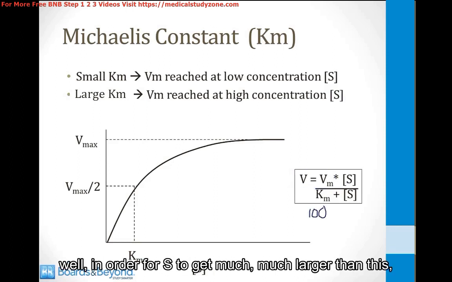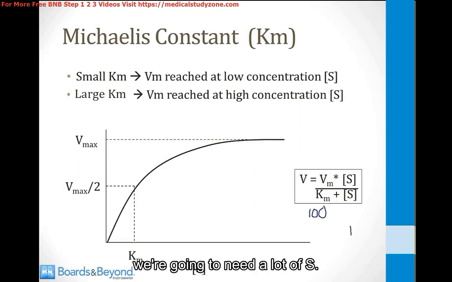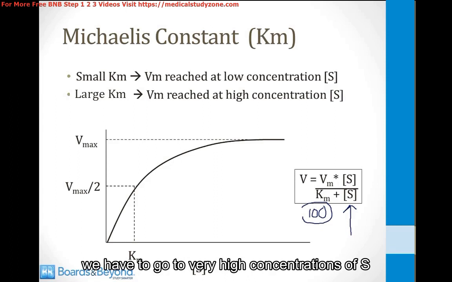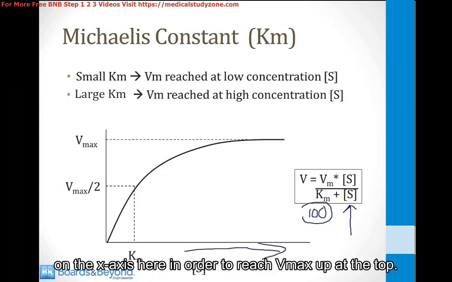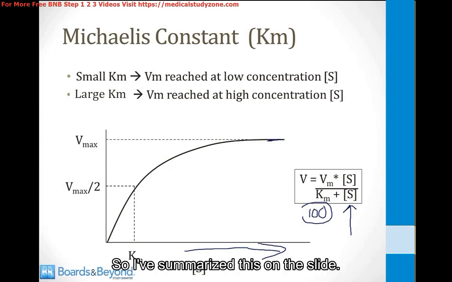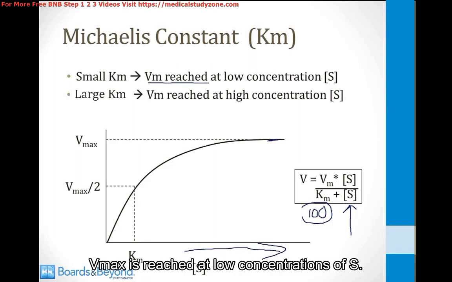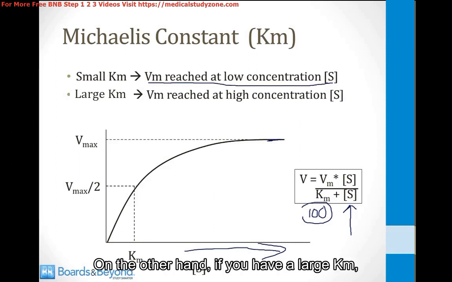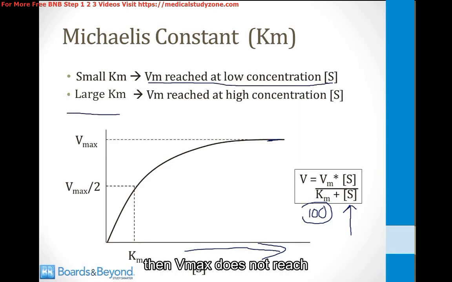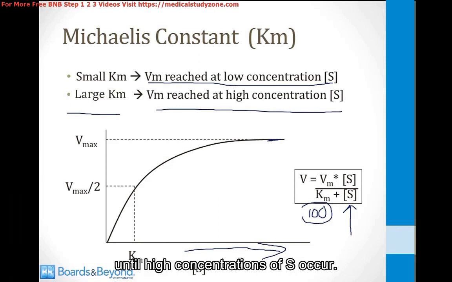Well, in order for S to get much, much larger than this, we're going to need a lot of S. So when Km is high, like 100, we have to go to very high concentrations of S on the x-axis here in order to reach Vmax up at the top. So I've summarized this on the slide. If you have a small Km, Vmax is reached at low concentrations of S. On the other hand, if you have a large Km, then Vmax is not reached until high concentrations of S occur.